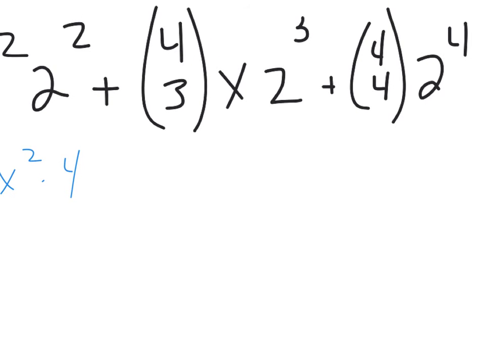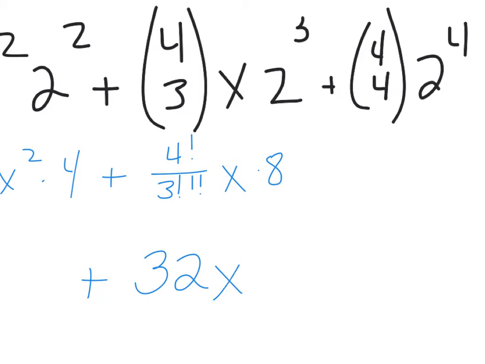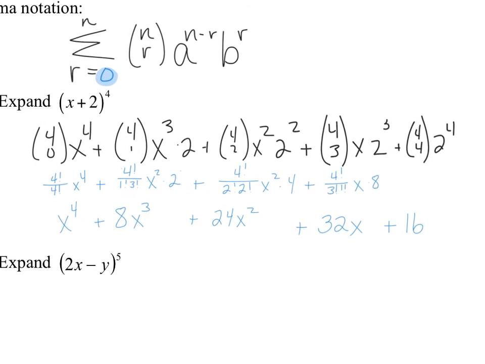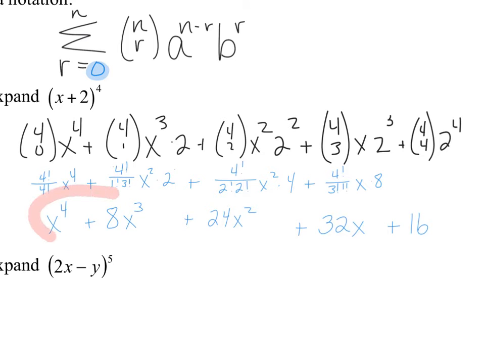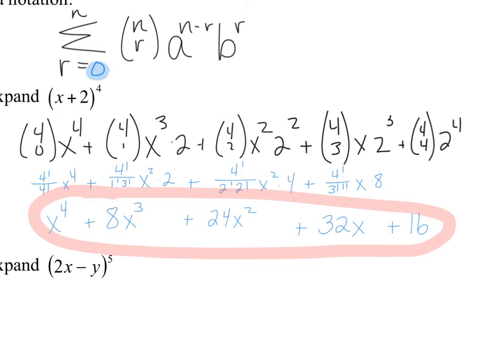Let's keep moving here. We have 2 terms left. So to this I'm going to add 4 factorial over 3 factorial times 1 factorial times x times 8. So really, 4 factorial divided by 3 factorial gets me 4. 4 times 8 is 32. So I have 32x. And then remember from above, when I had 4 above 4, it's the same as if I had 4 above 0. I'm going to get 1 as a result. So I really just have 2 to the 4th, which is 16. Let's zoom out. So my final answer here should be x to the 4th plus 8x cubed plus 24x squared plus 32x plus 16.